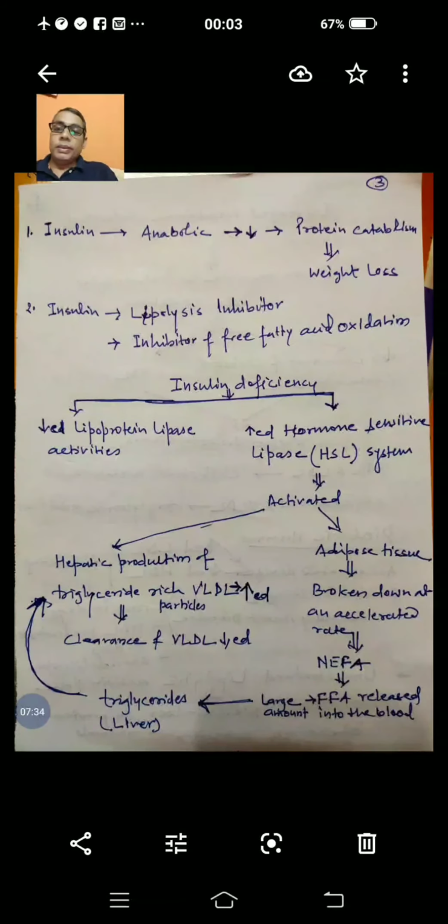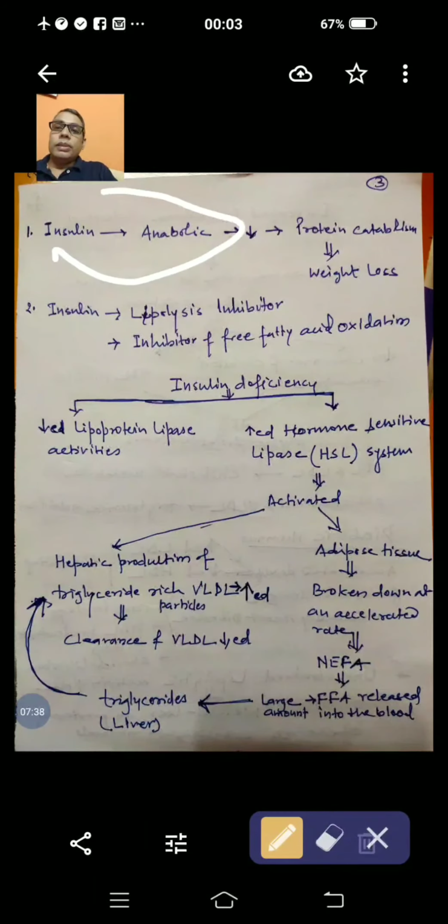One is the anabolic activity of this insulin. Once the level of insulin is adequate, the body is in an anabolic condition. But when the level of insulin diminishes, at that time protein catabolism will be elevated or activated, and ultimately it will be responsible for the weight loss.